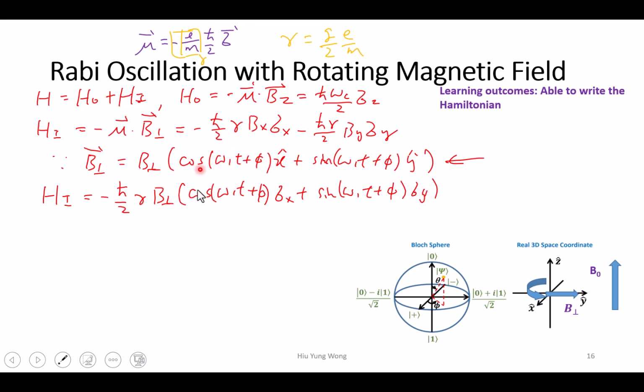Because B perpendicular times cosine is equal to Bx, right? This is the Bx component, the x component. B perpendicular times sine is equal to By, right? So that's why I just put this into here, h bar divided by 2 times this whole thing. Is that okay? A little bit confusing, right?